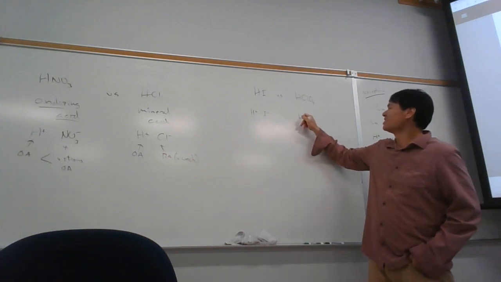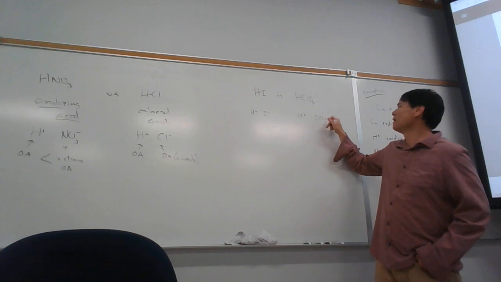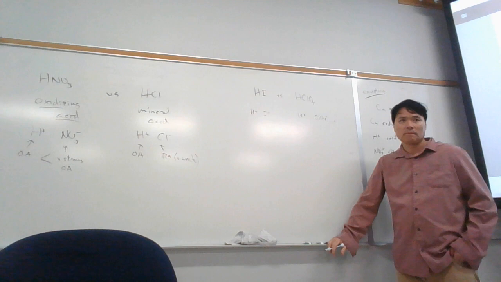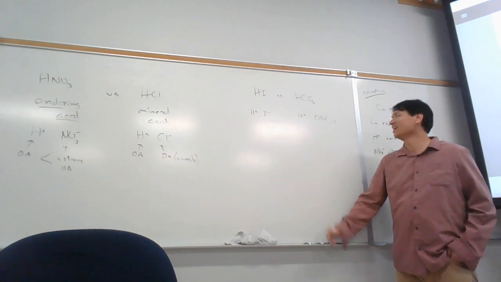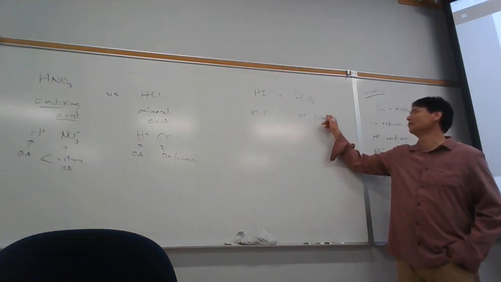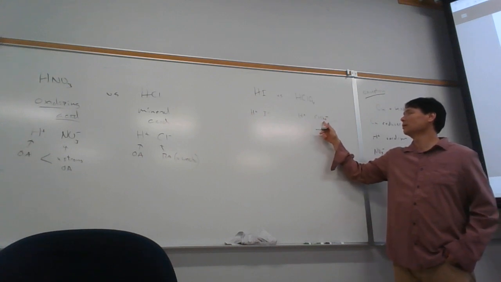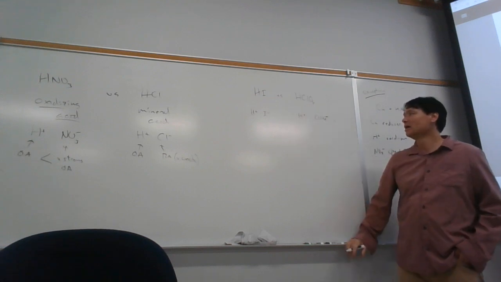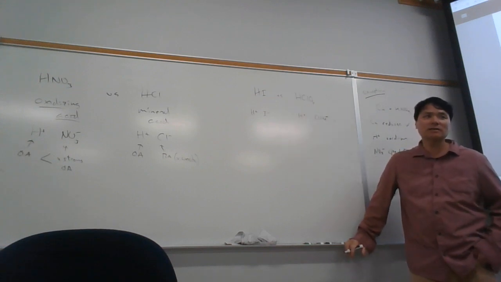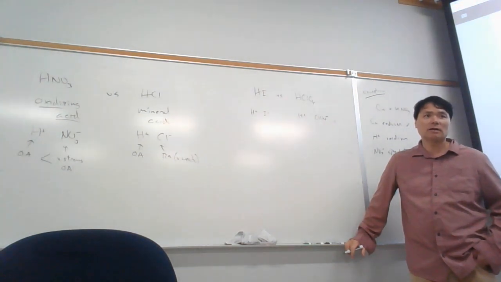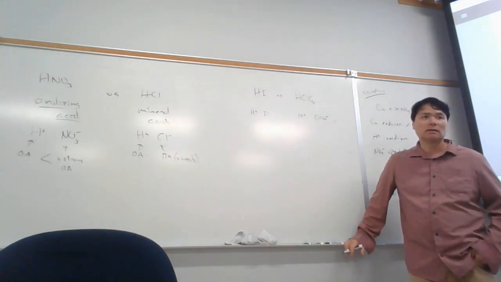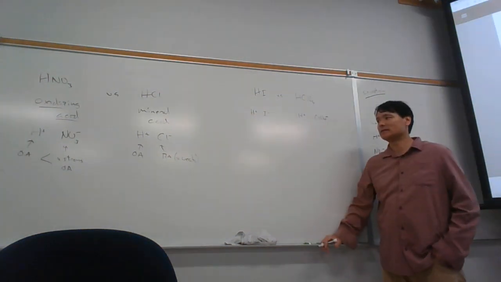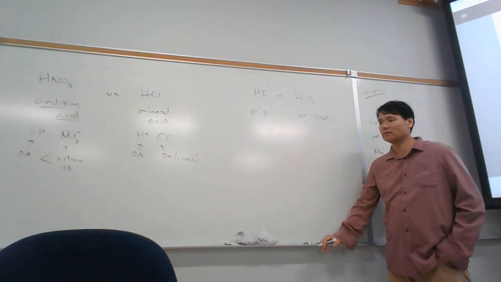When I look at this one, this is H plus and ClO4 minus. Do you know what we call this acid? What's this anion, ClO4 minus, called? Perchlorate. Perchlorate is going to make what acid? Perchloric acid. Is perchloric acid an oxidizing acid or a mineral acid? Perchloric acid is an oxidizing acid. It's actually a very powerful oxidizing acid.